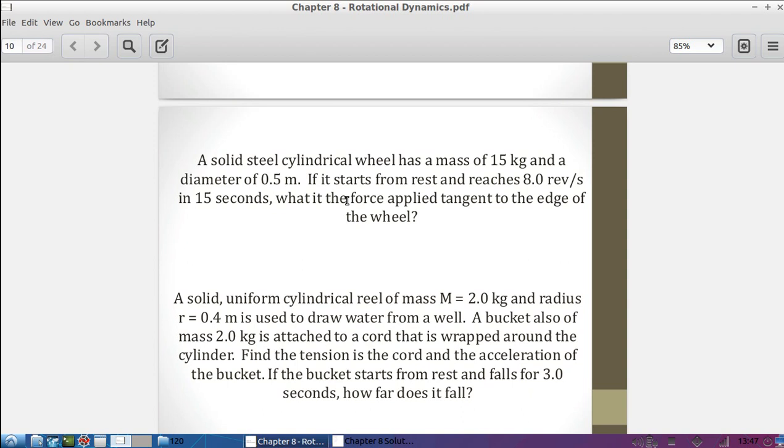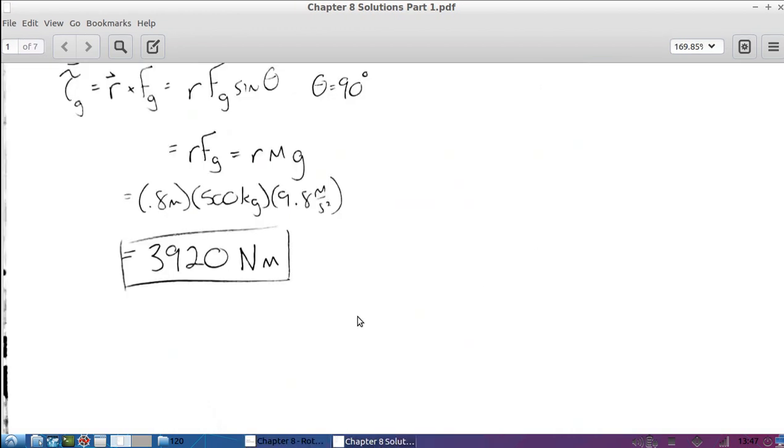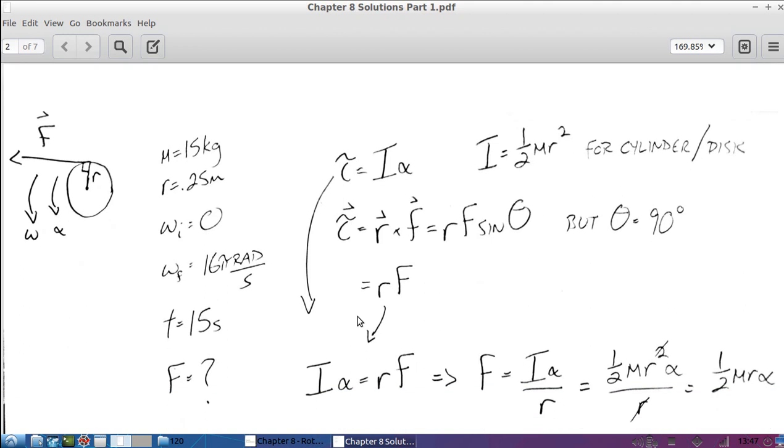We want the force applied tangentially to the edge of the wheel. So there's got to be something applying a force on the edge of that wheel that's causing it to rotate. I'm looking for that tangential force. If I need to find that force, I'm going to have to find the torque first. This will be a pretty common setup for these types of problems.